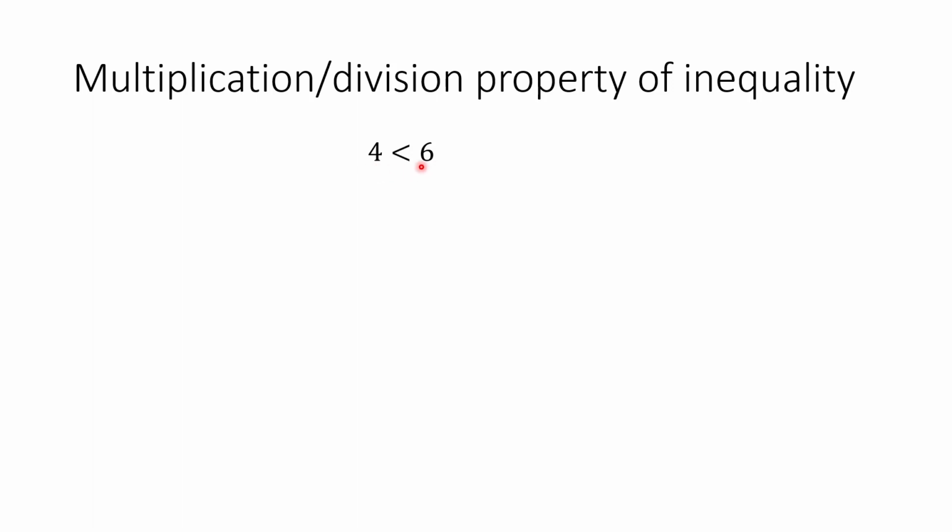Now I am taking this inequality 4 less than 6. This is true because 4 is less than 6. Now I am going to multiply a positive number 5 on both sides. So 4 times 5 less than 6 times 5. 4 times 5 is 20, less than 6 times 5 is 30. 20 is less than 30. So this is true. So you can multiply a positive number on both sides of an inequality.